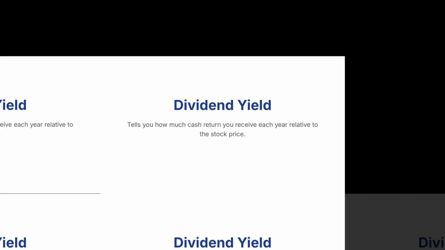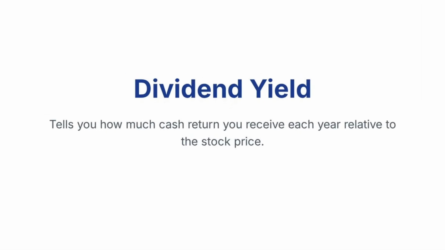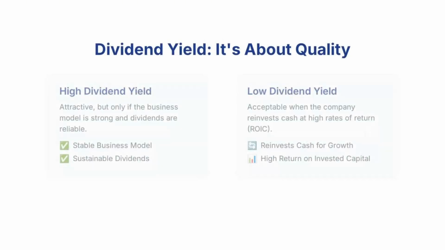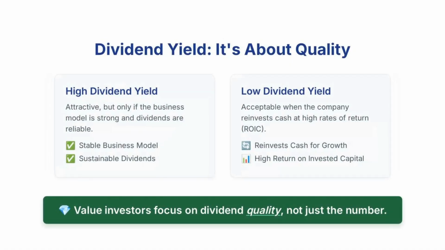Dividend yield tells you how much cash return you receive each year relative to the stock price. How it's calculated is simple. Dividend yield equals annual dividend per share divided by share price. A high dividend yield can be attractive, but only if the business model is stable and the dividends are sustainable. A low dividend yield can still be acceptable when the company reinvests cash at high ROIC. Value investors focus on quality of dividends, not just the number.